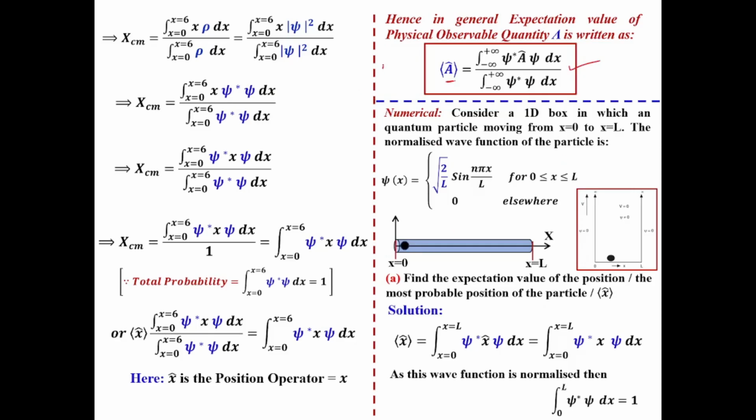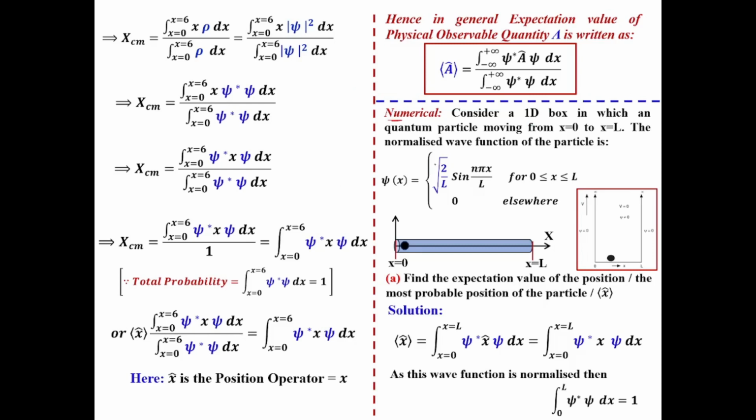This is the one dimensional representation. Two dimensional means we have to consider double integration dx dy, and for three dimensional it will be triple integration dx dy dz, or d tau, we can write. Okay, now in today's class we are going to solve some numericals based upon this expectation value of the physical observable quantity. Okay, here is the numerical.